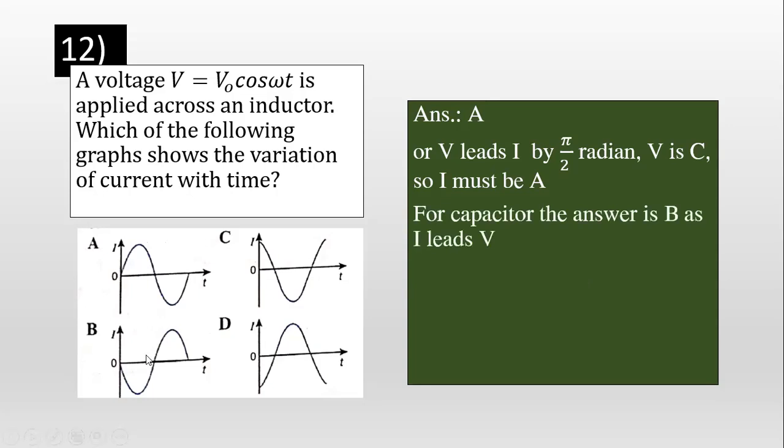For a capacitor, if this is your voltage, your I leads V. So you look at this common point there. I leads V. You should be able to recognize that. Alternative is to use this formula and differentiate to get your answer. That means you will get a sine graph. It is easier to remember that V leads I by pi radian rather than differentiate.